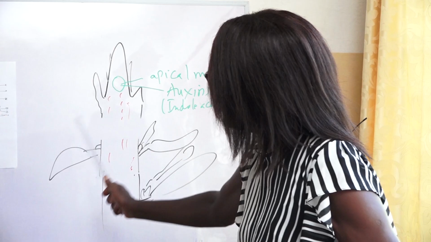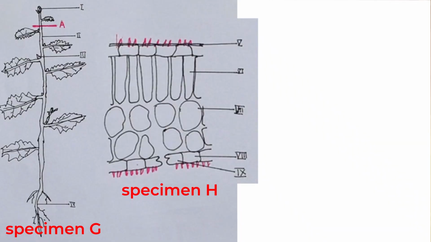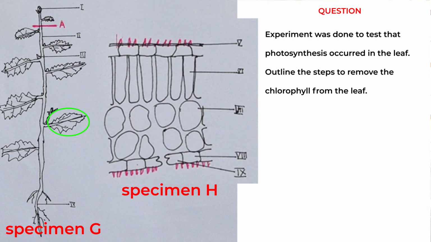Now I want to look at the last question. Looking at specimen G and specimen H, an experiment was done to test whether photosynthesis has occurred in the leaf in specimen G. Outline the steps to remove chlorophyll from the leaf during the experiment.